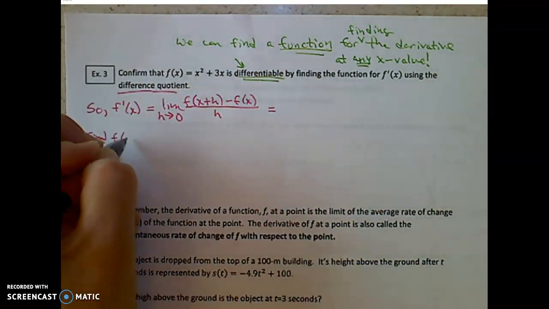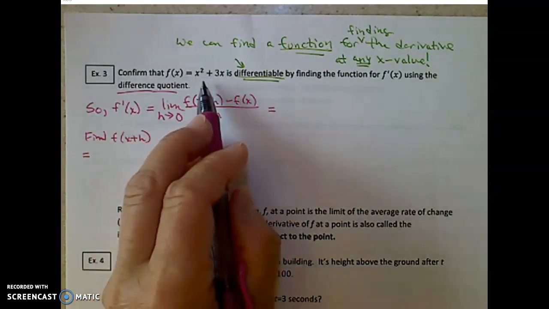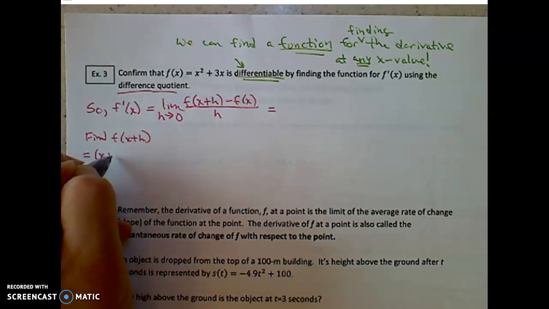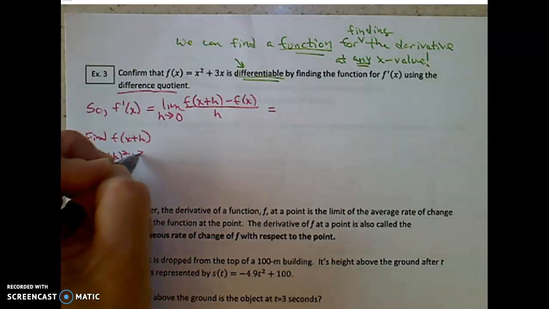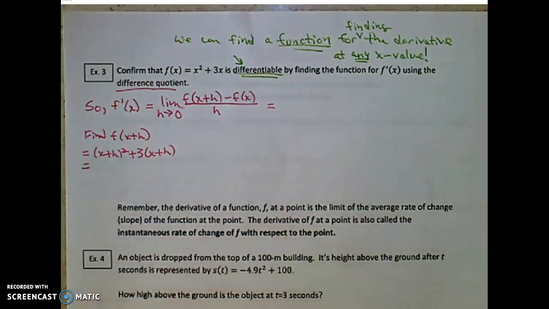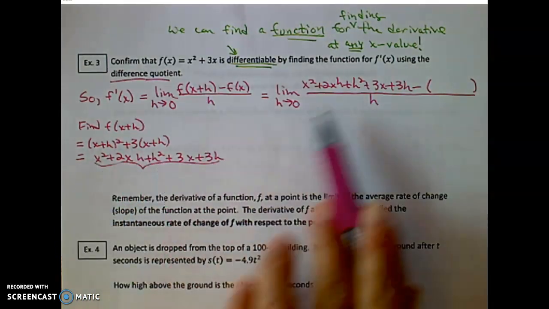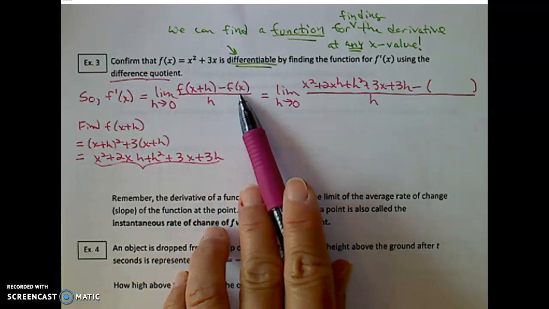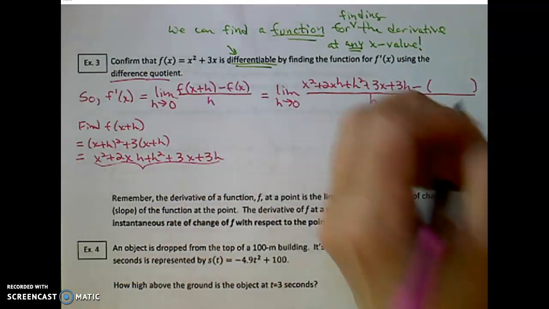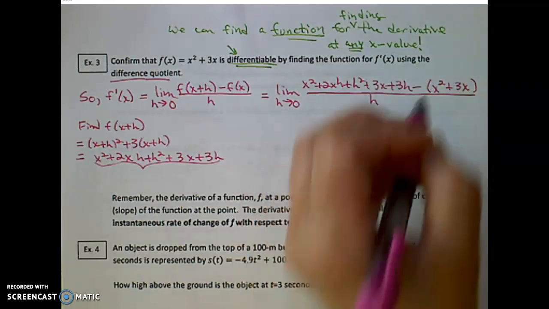Now, I need to find this. What is f of x plus h? That would be, plug in x plus h squared plus 3 times x plus h. We need to pause. Can you expand that, please, and combine like terms? This is what I get when I plug in x plus h into my function. There it is. Minus f of x itself, and f of x is x squared plus 3x all over h.